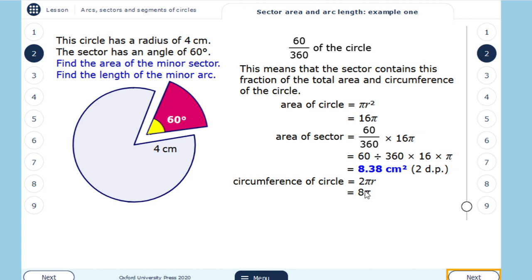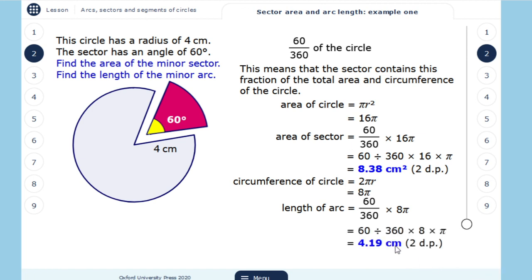The circumference of the whole circle is 2 pi r, so it's 8 pi. So the length of the arc will again be the fraction of the whole, the fraction of the sector, which is 60 over 360 degrees. So it's 4.19 centimeters.